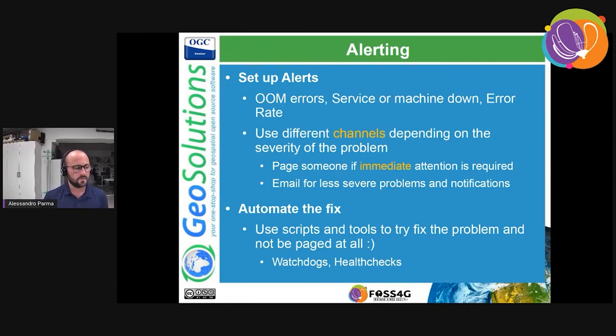And then you can think about automating the fix to the problem. So you can put in place some scripts and tools to try to fix the problem for you without waking up anyone. Examples of these would be watchdogs and health checks. So you're kind of probing the service and checking the response just to make sure it's healthy and eventually restart it if needed.